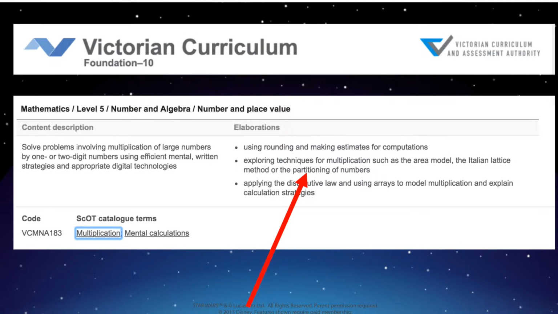According to the Victorian curriculum, Level 5 is to solve problems involving multiplication of large numbers by one or two-digit numbers using efficient mental and written strategies and appropriate digital technologies. It's exploring techniques for multiplication such as the area model, and my method will be focusing on partitioning of numbers.